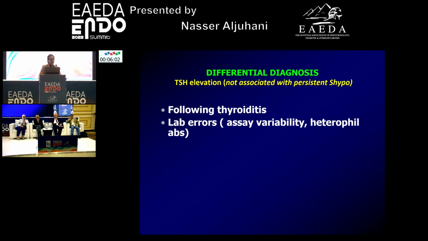Actually, I have one patient, TSH is around 260, and the free T4 and T3 were normal and asymptomatic, and it turned out she had anti-heterophile antibodies, anti-mouse antibodies. So we sent for an assay outside, and there are interfering antibodies.